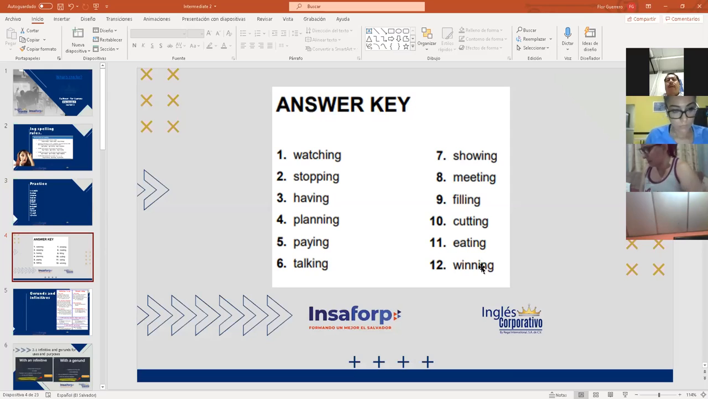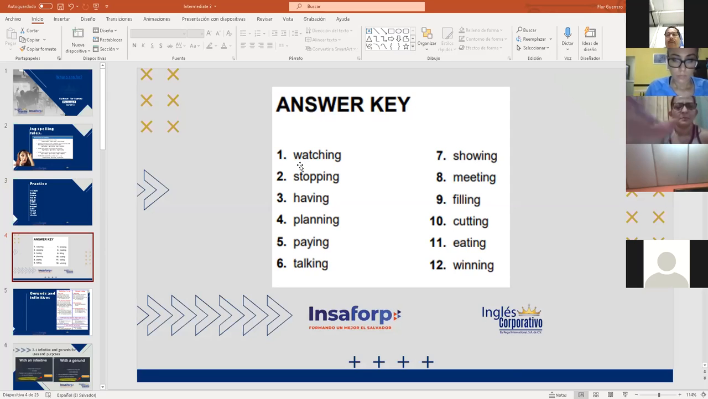Very good. Yes. Check your answer here. Number one, watching, you just add ing. Stop with double P. ¿Por qué duplicamos la P en stop? Because there are vowel and consonant. Very good. So we have a consonant, a vowel, and a consonant, one syllable, and it's stressed. Stopping, double P. Now, having, as it ends in E, we drop it and add ING. Planning, yes, plan. So it has the consonant, vowel and consonant, so we double the last consonant.